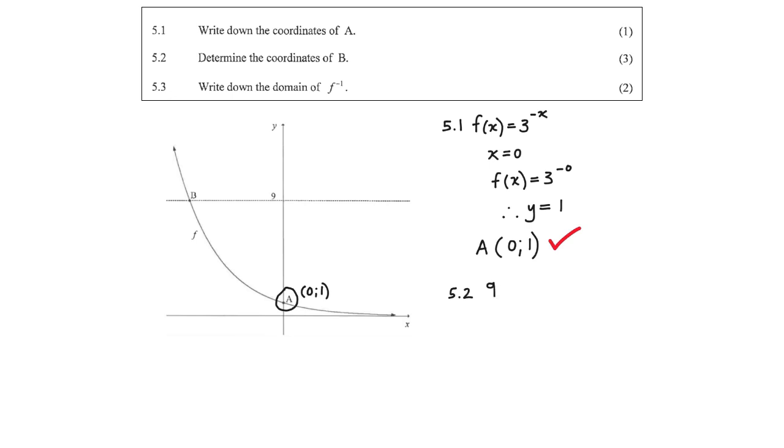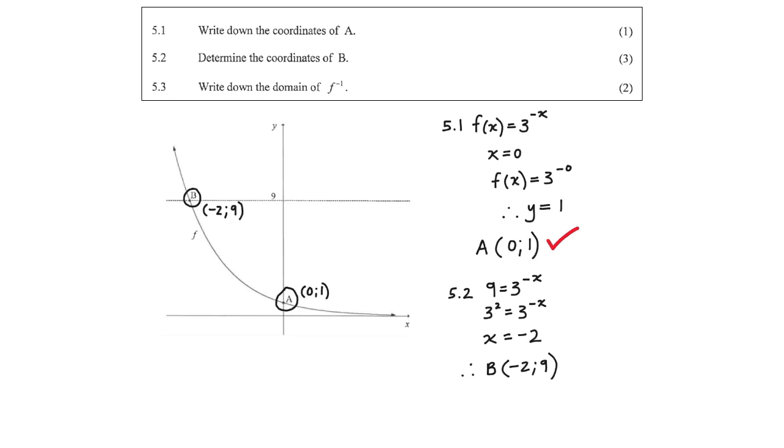So we get then that 9 is equal to 3 to the power of minus x, and this is an exponential equation that we need to solve. So we need to make the bases of both sides of the equation the same. So we can write 9 as 3 to the power of 2. Then we have 3 to the power of 2 is equal to 3 to the power of negative x. And if the bases are the same, we can then say that the exponents are equal. So that means x is equal to negative 2. And now we need to write down the coordinates of B as it is asked in the question. So B's coordinates is then (-2; 9).